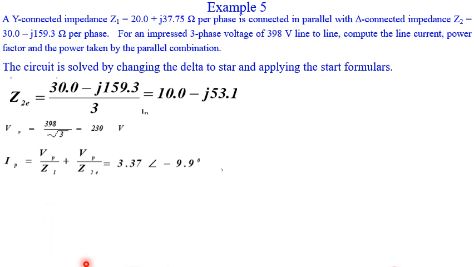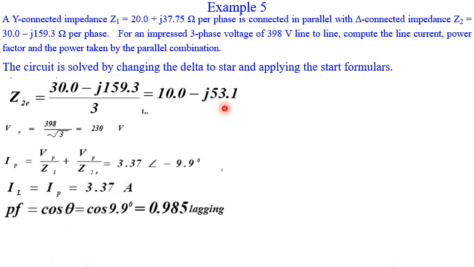Then we know that for star, Ip is equal to IL. The phase current is equal to the line current. So we just state it as IL is equal to 3.37 amps. And after doing that, they said we should also calculate the power factor. So how do we calculate the power factor?